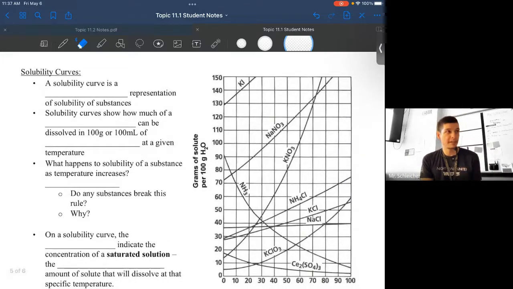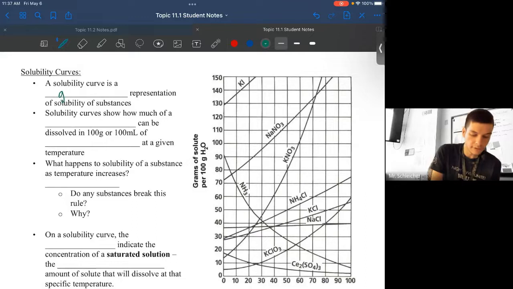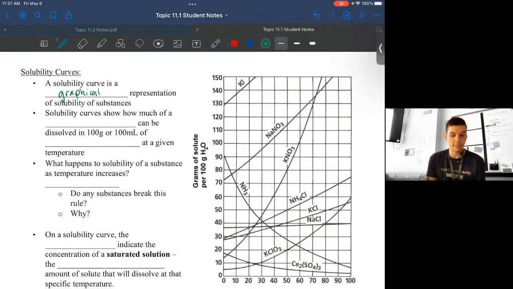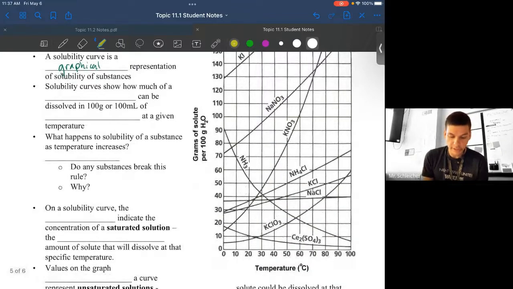Solubility curves. Did we leave off here last time? Yes. Okay, so solubility curves are a graphical representation of the solubility of substances. We see a very typical looking solubility curve on the right here. You can take a moment to process what's going on. We have all these lines and they're labeled with different chemicals.